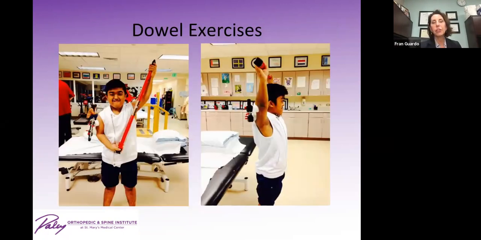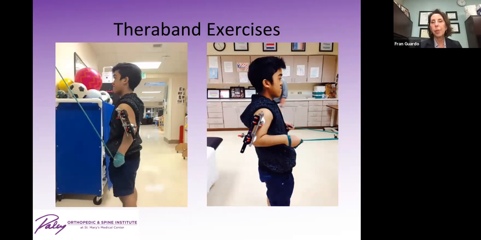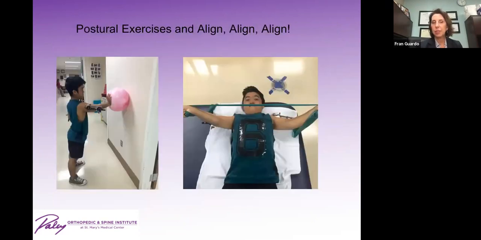These are some of the exercises that the patient can do for their home program. We often use dowels, or it can be a cane, whatever they have, to help them mobilize their own shoulder and their own joints. There are some TheraBand exercises that we can use also to help their postural exercise, or their postural muscles, to maintain the strength and support them through the lengthening. These are just some examples.